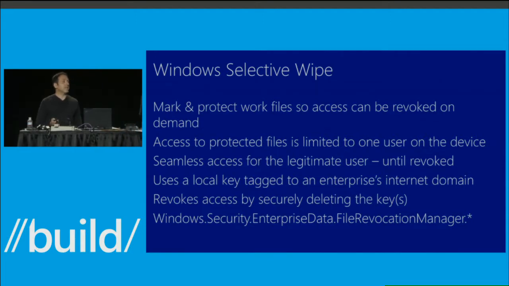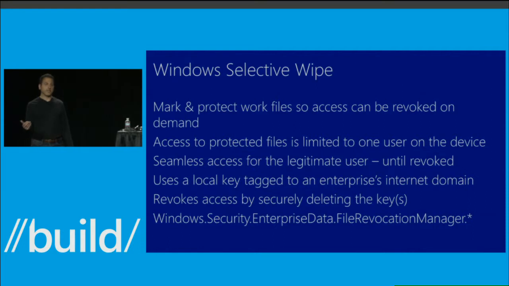Okay, so what is this feature? Basically what it means is that you get to mark and protect work files so that you can revoke access. It is a way, at the file and folder level, of basically saying as long as the person is joined to the workplace, they can view these files. But the second they're not, we're going to revoke their ability to get to these files. So you've got protected files limited to one user on the device. Seamless, the user doesn't know until, of course, they can't access the file, which hopefully is not the way they discovered that they've been fired.